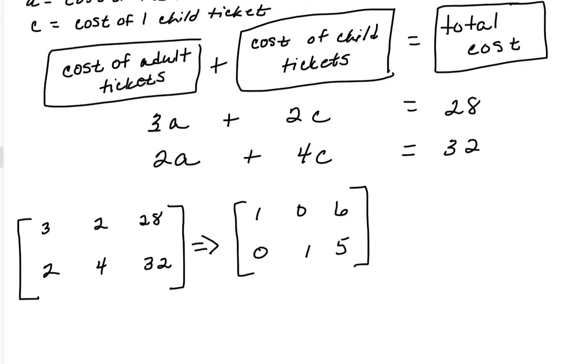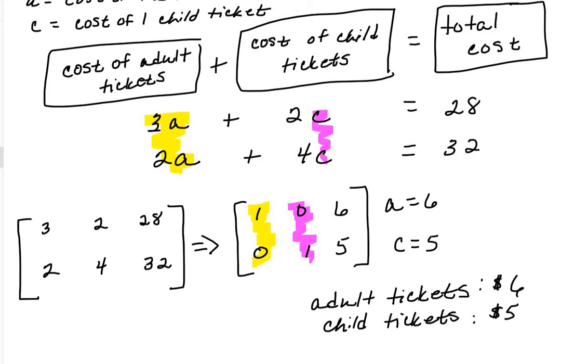Okay, and again, this first column contains the coefficients of the A terms. So A is going to be 6. This second column contains the coefficients of the C terms. So my C is going to be 5. So the adult tickets are going to cost $6 and the child tickets are going to cost $5.